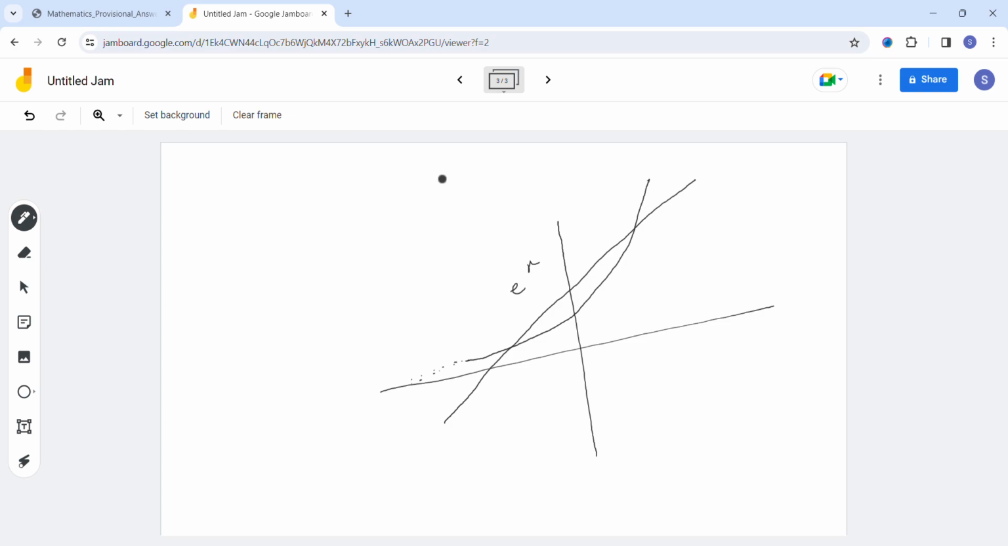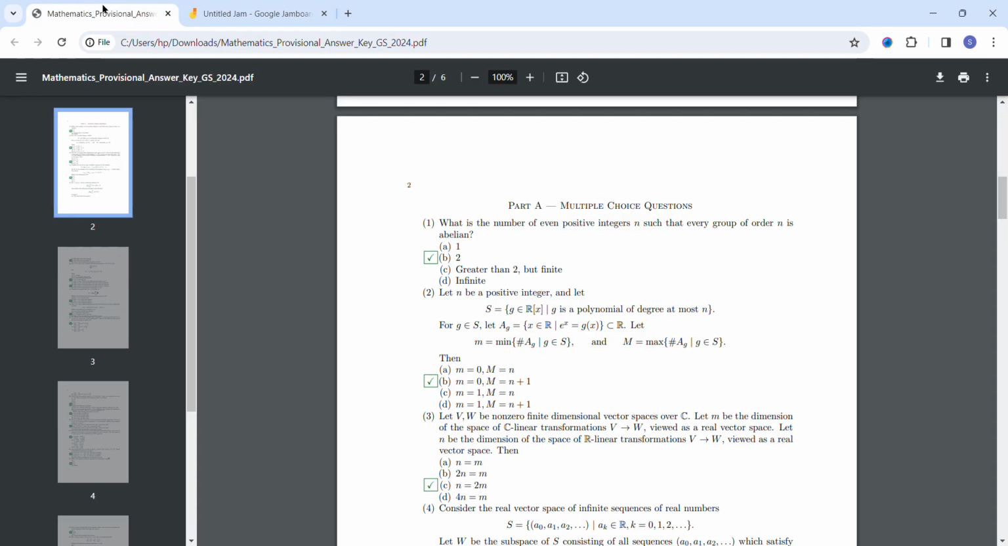So that's why option B will be correct. Okay, so you can do the general argument.